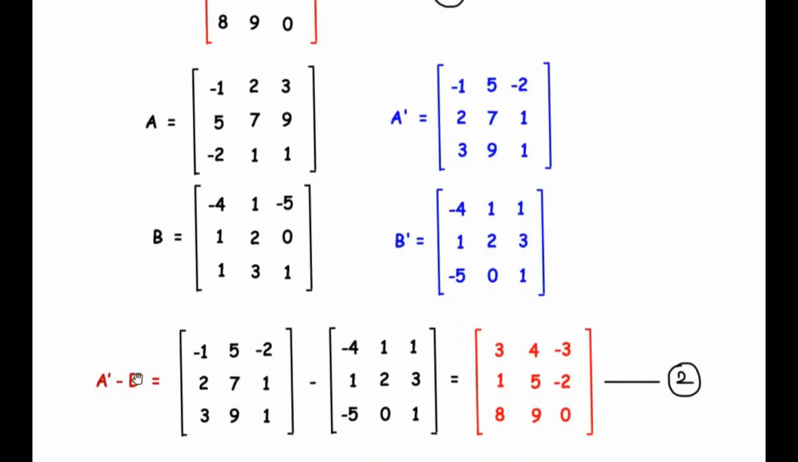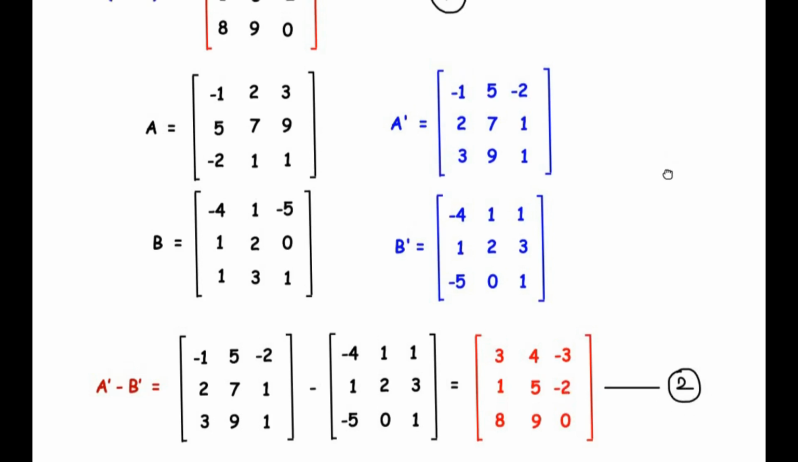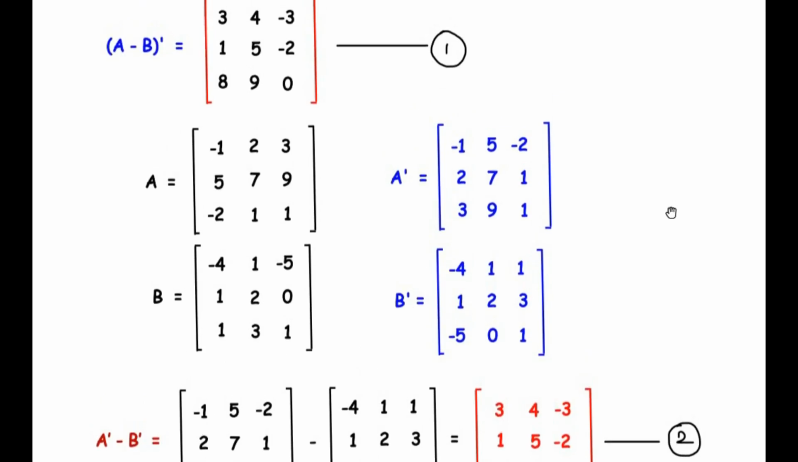And now we are going to take the difference between A transpose and B transpose. So subtracting these two matrices, we get these elements. And let us consider this as equation 2. Now comparing the equation 1 and equation 2 elements, the first row is 3, 4 and minus 3. Here also we get 3, 4, minus 3. Second row is 1, 5 and minus 2.